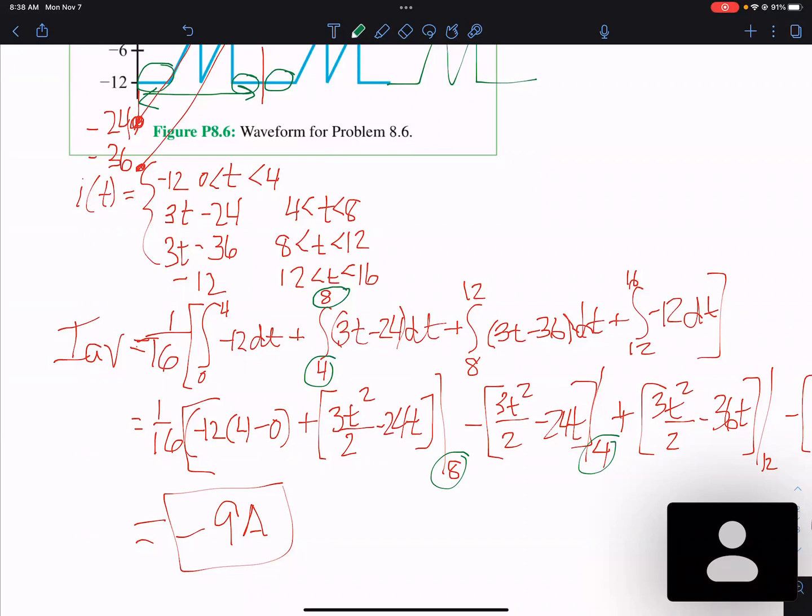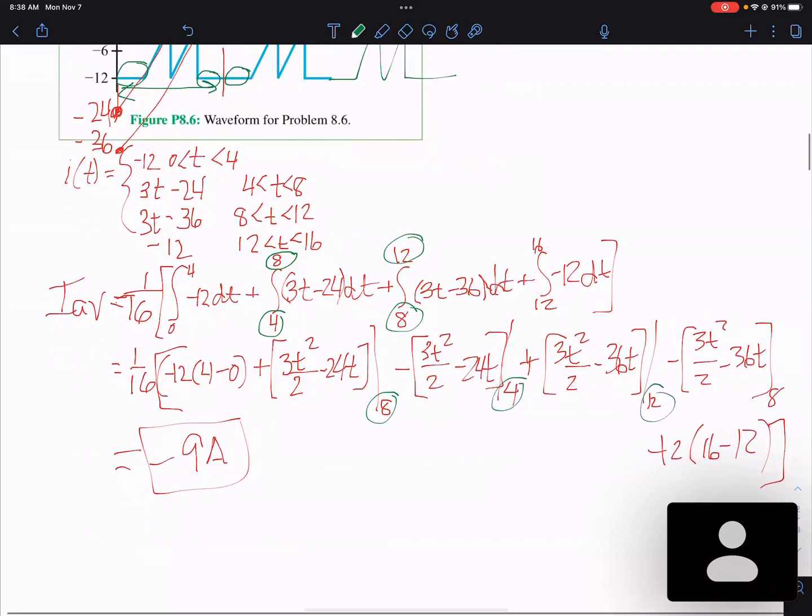Okay. Alexis, did that answer your question, or do you still have a question about that? So in this second one, the integration bounds here are 8 to 12. And so those are evaluated at 12, and then you subtract off the 8.